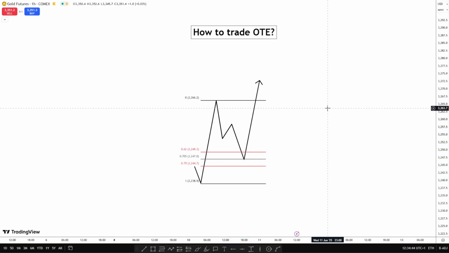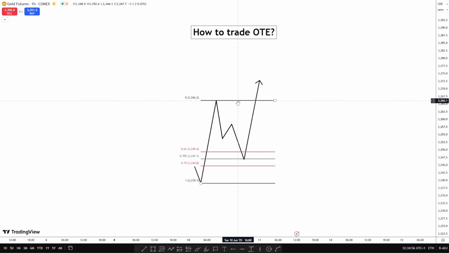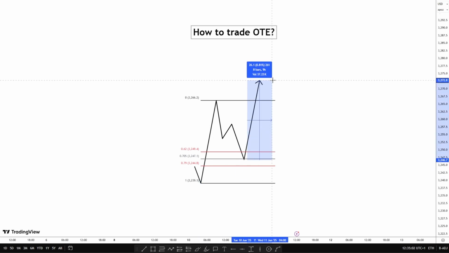Essentially what you're looking for is for price to create a swing point, so a swing low and a swing high. So here's our range, then you're going to be measuring the low of the range. This is for a buying opportunity. You're measuring the low of the range to the high of the range, and you're looking for price to retrace back to OTE to then look for a potential entry model to then send price higher.